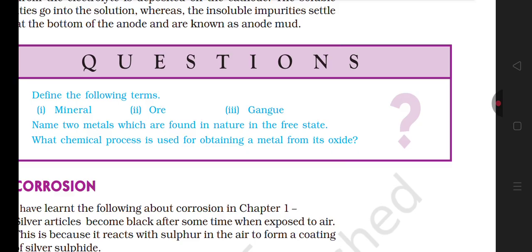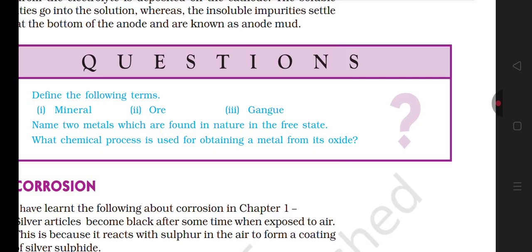Name two metals which are found in nature in the free state. Sodium, potassium are not found in free state. Copper, gold, silver, these are found in free state. What chemical process is used for obtaining metal from its oxide? Obviously, dear student, from its oxide we do reduction.